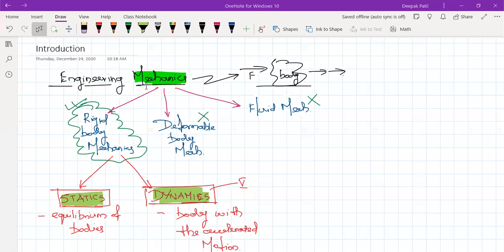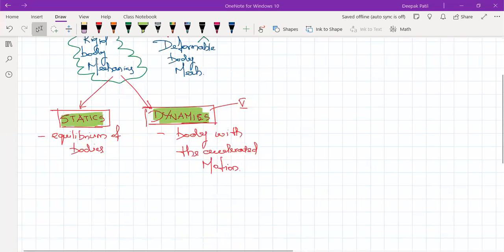So the engineering mechanics we are going to study. The mechanics is a branch of science which deals with the state of rest or motion of the body. In engineering mechanics, we have three main branches: the rigid body mechanics, deformable body mechanics, and the fluid mechanics. We will be studying only the rigid body mechanics in this course. And the rigid body mechanics has two parts, that is the statics and the dynamics.